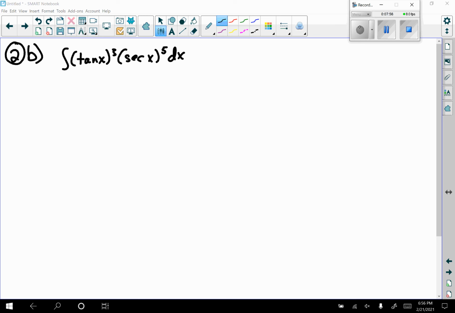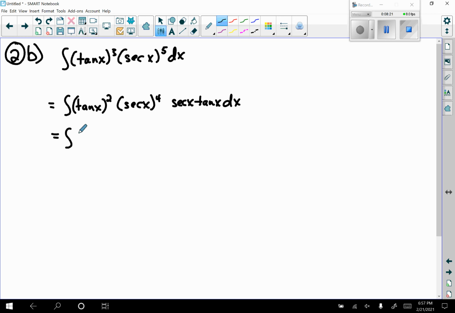So we want to save a secant x tangent x factor. So let's go ahead and do that first. So this will become, we want to factor out a tangent x. I'll take that down to square, and then secant x to the 4th. And then we have a secant x tangent x dx. And then we want to use the substitution that tangent square x is equal to secant square x minus 1. So that's this first part right here. I want to rewrite this as secant square x minus 1 times secant x to the 4th. And then we have secant x tangent x dx.